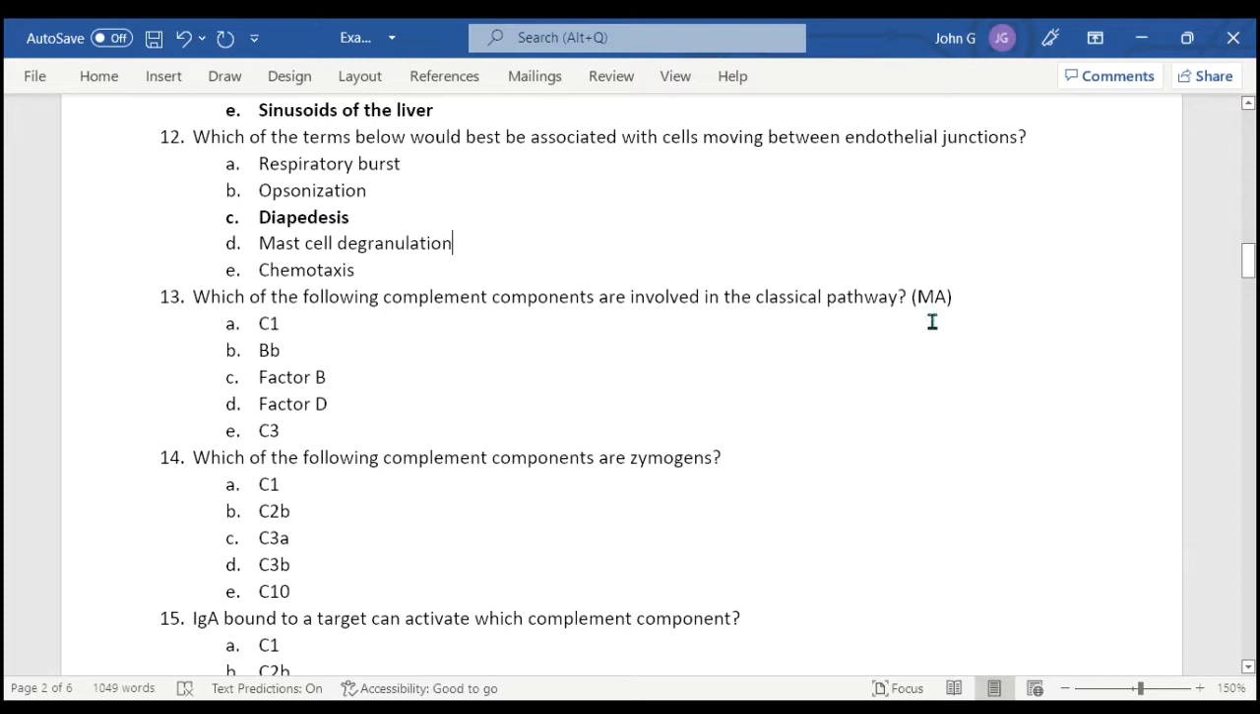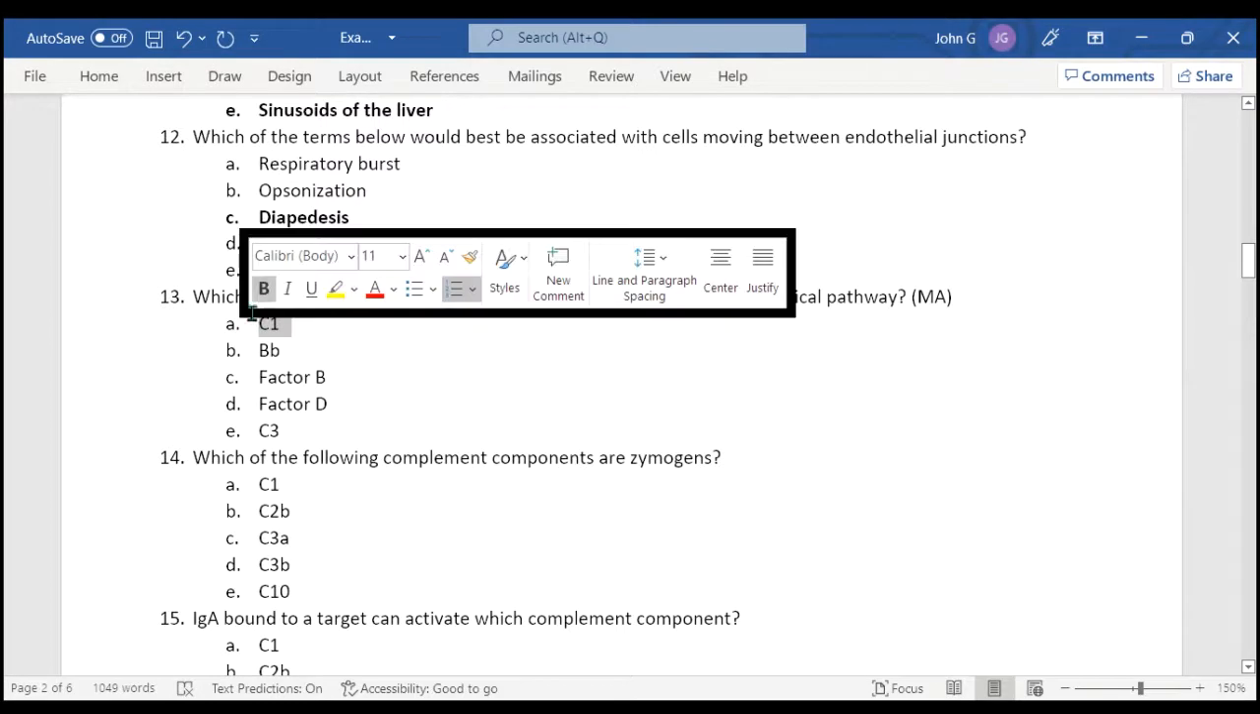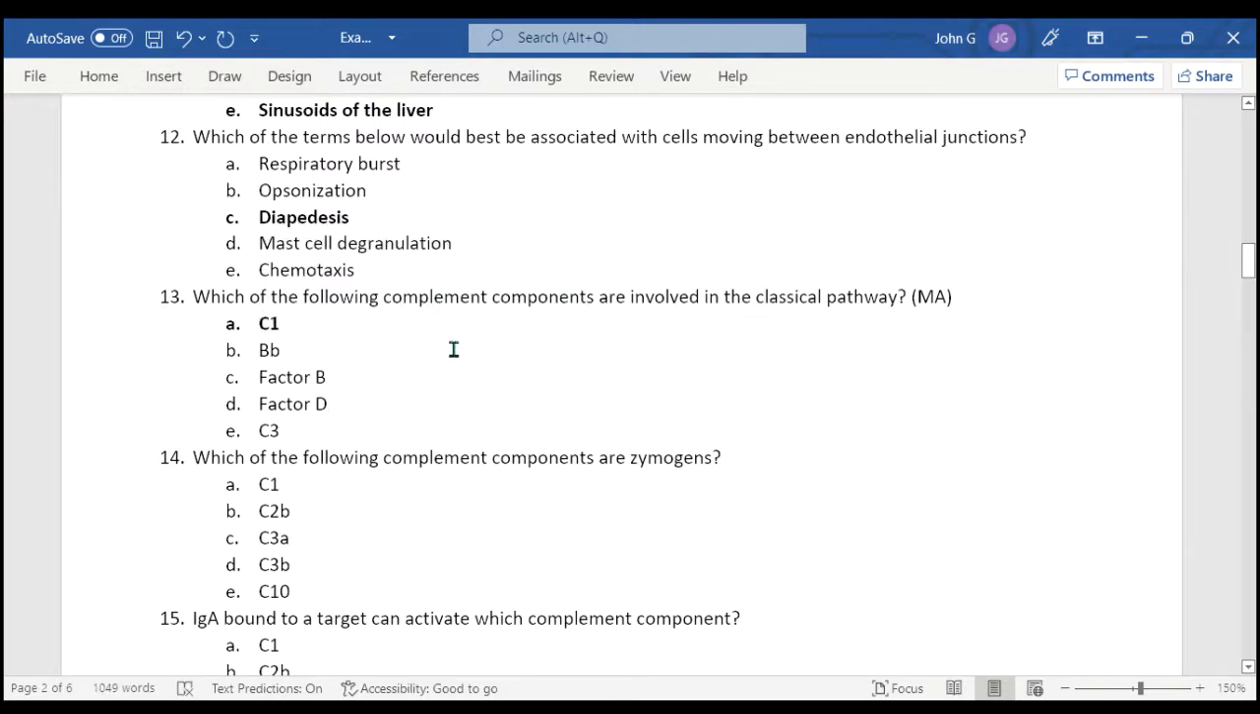So which of the following components are involved in the classical pathway? This one's multiple answer. So the classical pathway starts with C1q. C1q cleaves C1r. C1r cleaves C1s. And C1s cleaves C4 into C4b, which binds to the pathogen. C2 then binds to C4b, and it's cleaved by C1s into C2b. And then that serves as a C3 convertase. So C3 is going to be involved in the classical pathway. The fact that it's multiple answer tells you that at least 2 of the options are correct. Okay? So if it's multiple answer, at least 2 of them are correct.